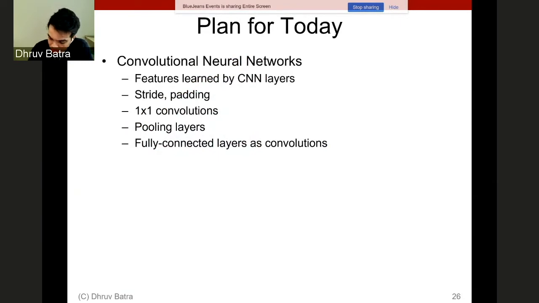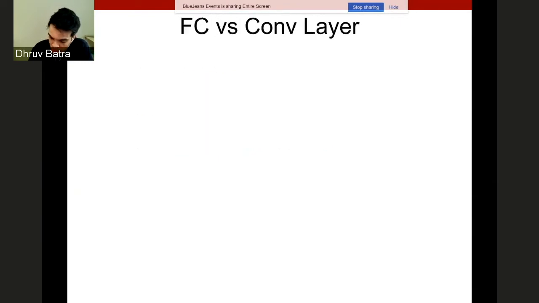We have to cover a few things today. So let's get started. The first thing we have to cover today is a particular analogy, or a particular way of comparing fully connected layers and convolutional layers.